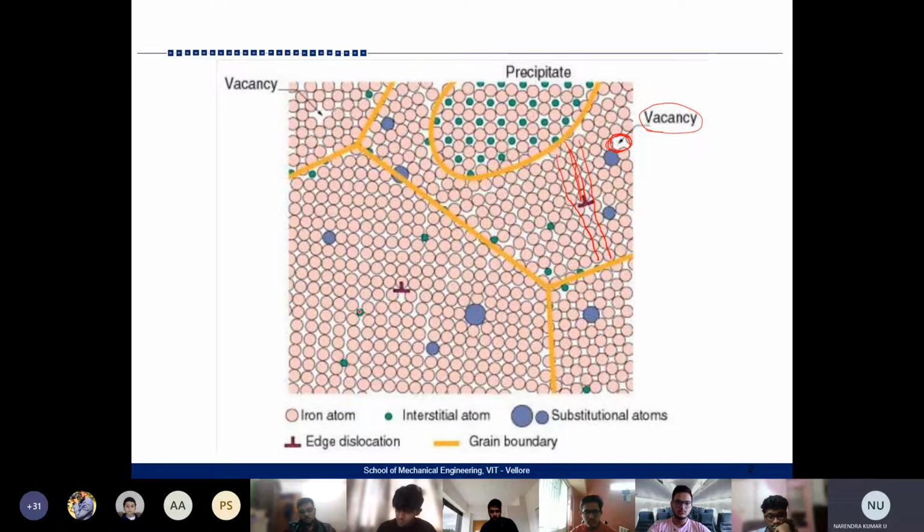Here, this one is an interstitial defect, where the interstitial atom is inside. This one is another atom than the normal atom, so it's a substitutional atom which is placed, and it can be of bigger size or of smaller size. That is also possible. So these are all the different defects. We'll see them one by one now.